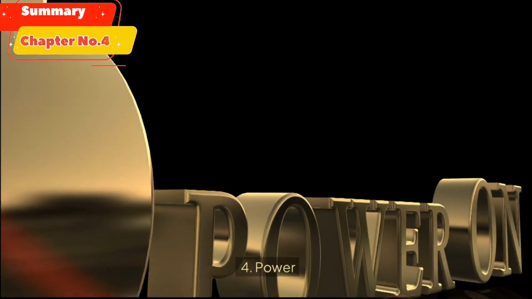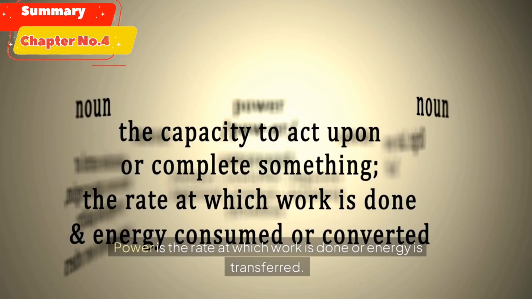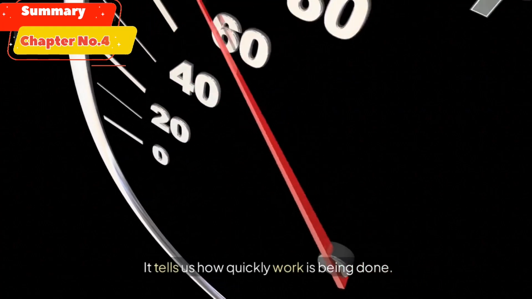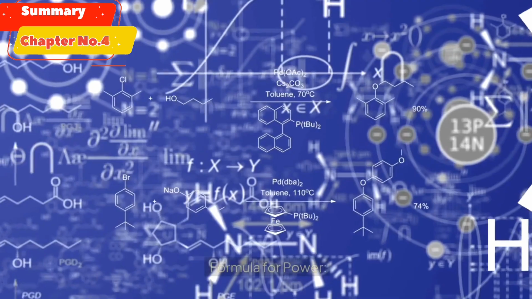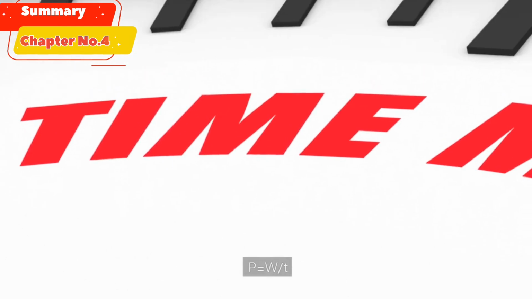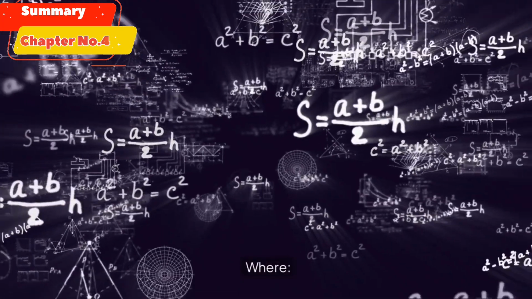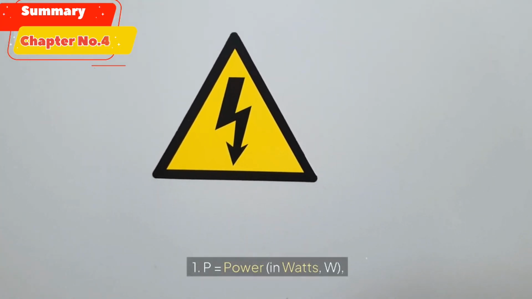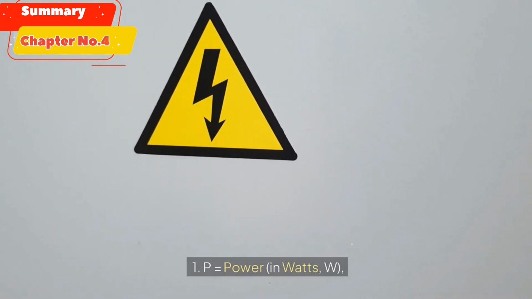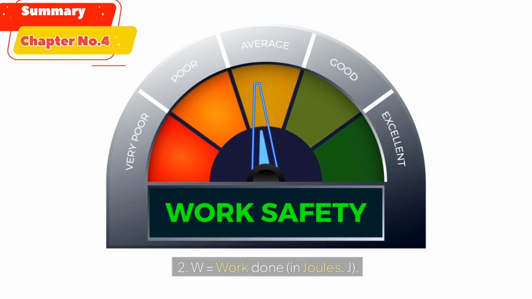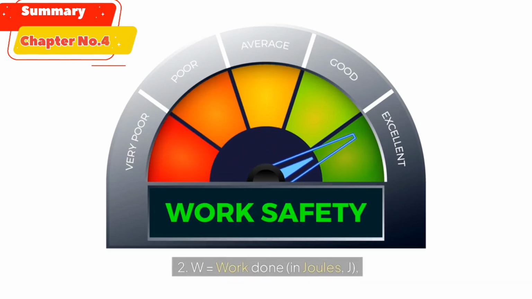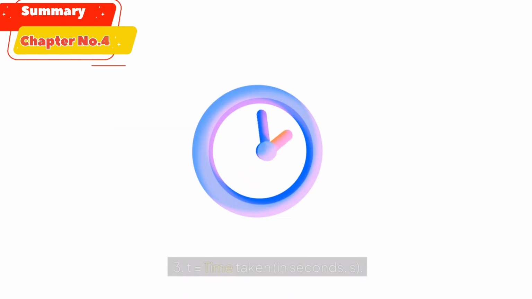4. Power. Power is the rate at which work is done or energy is transferred. It tells us how quickly work is being done. Formula for power: P equals W/t, where 1. P equals power, in watts, W. 2. W equals work done, in joules, J. 3. t equals time taken, in seconds, s.